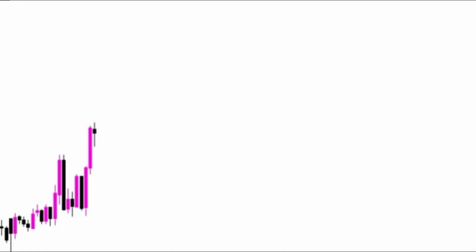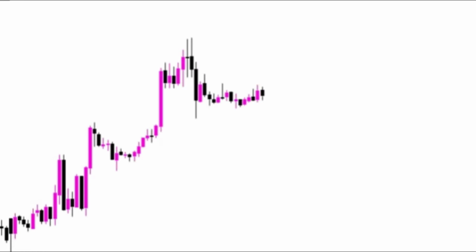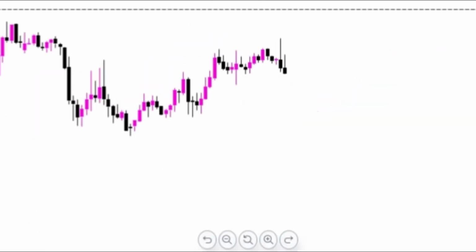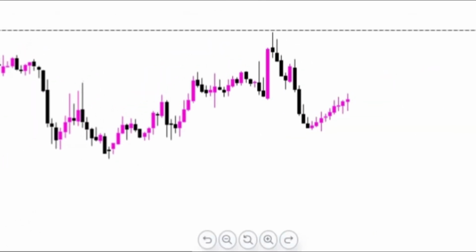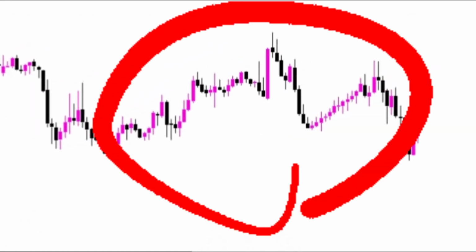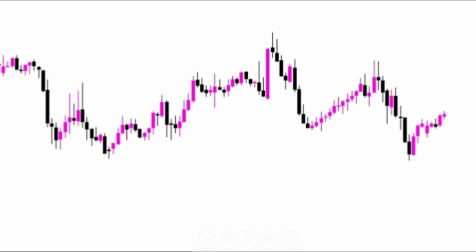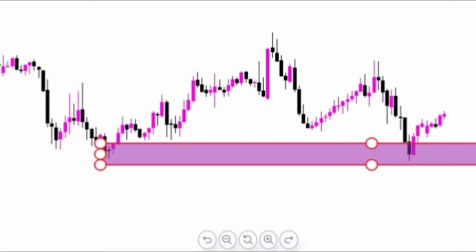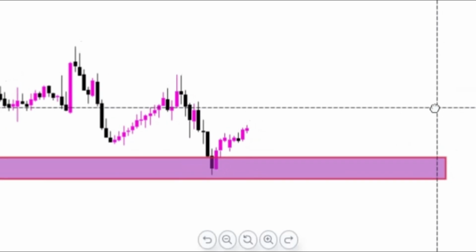So, here we have the USD Canadian dollar chart on the 1 hour time frame. We can see the market making a series of higher highs and higher lows, which is why we can say that the market is going through a bullish phase currently. And then we see the market going into the consolidation phase. In this consolidation phase, we see the market respecting this zone two times, which is why we can call this zone a support zone.